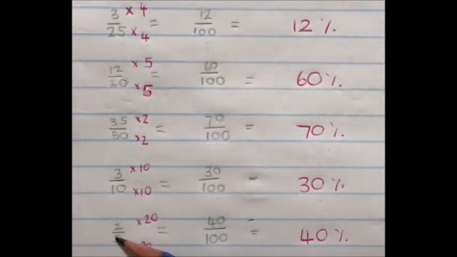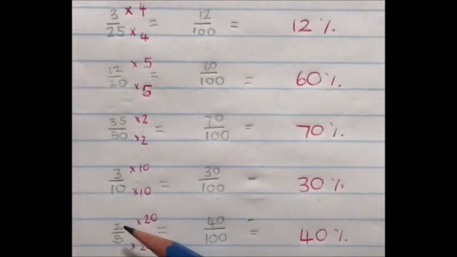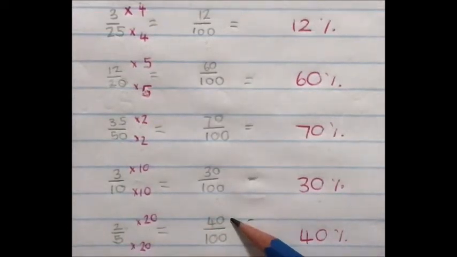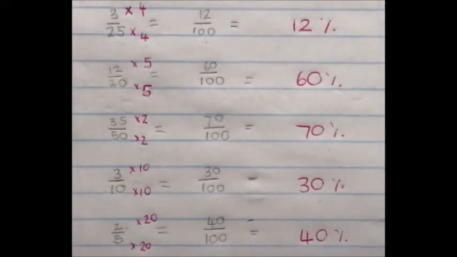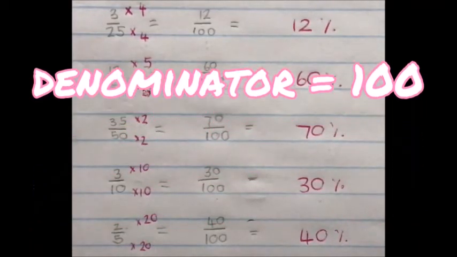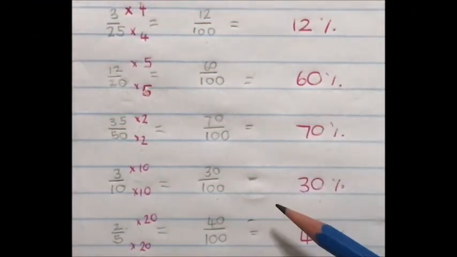2/5, what can we do with a denominator of 5? To get it to 100, we multiply with 20. And then we do the same at the top. 2 times 20 gives us 40 out of 100, which equals 40%. So every time we change our denominator to 100, and then we get the percentage.